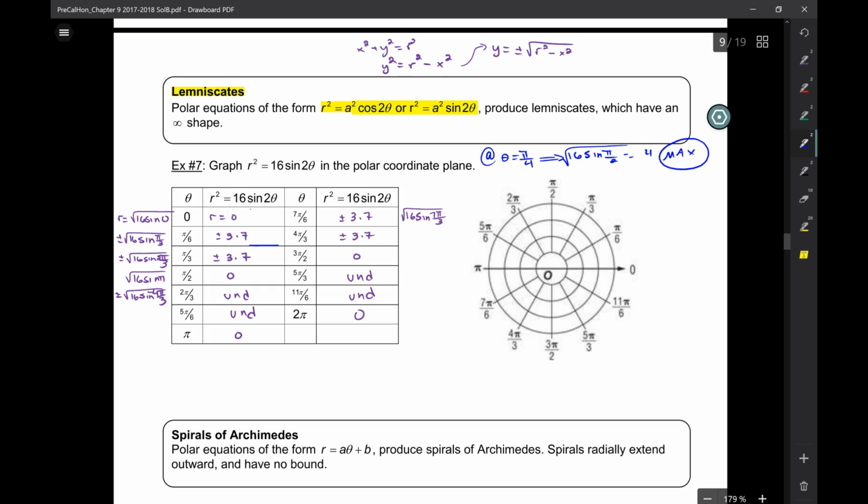Because, okay, remember this is a sine. The maximum happens at pi over 2. This is 2 theta, so the entire 2 theta must be pi over 2. That means theta must be pi over 4. Pi over 4 times 2 gives you pi over 2, so that's where the maximum happens, right? And then here there is a 5 pi over 4, and r is also 4.